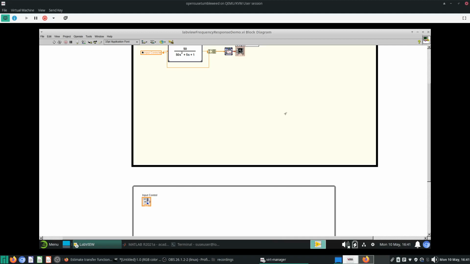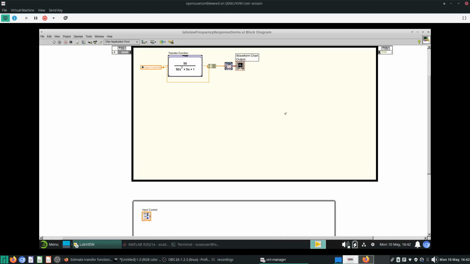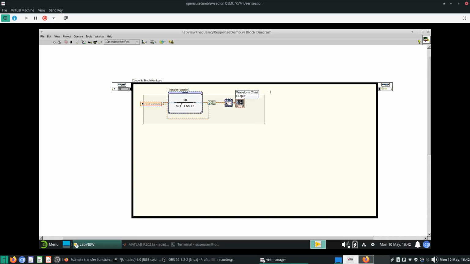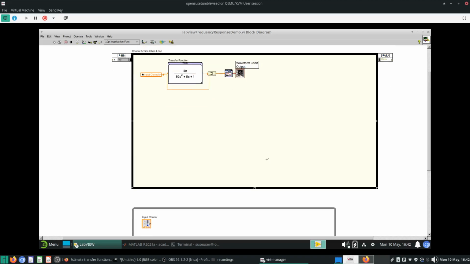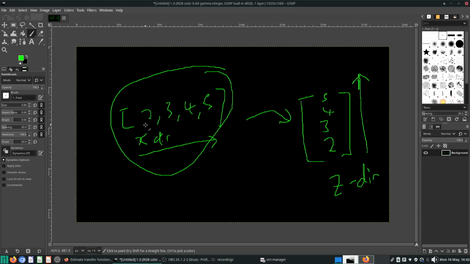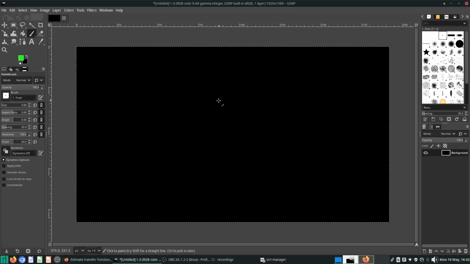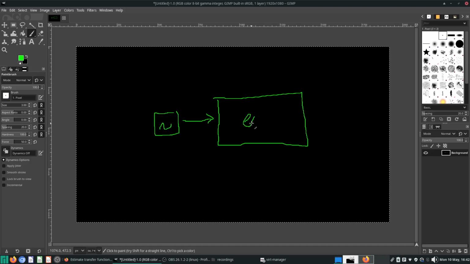So in this video, I want to demonstrate some frequency response in LabView of a simulated system. So what do I mean here? Let's say you have a system here, and you send the input signal in. And this is maybe something experimental or something outside.